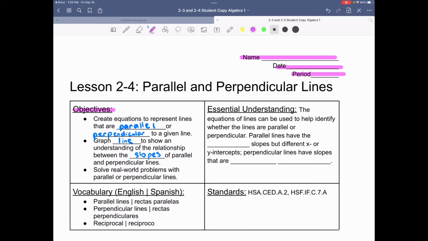And our essential understanding is that the equation of lines can be used to help identify whether the lines are parallel or perpendicular. Parallel lines have the same slopes but different x or y intercepts. Perpendicular lines have slopes that are opposite reciprocals.